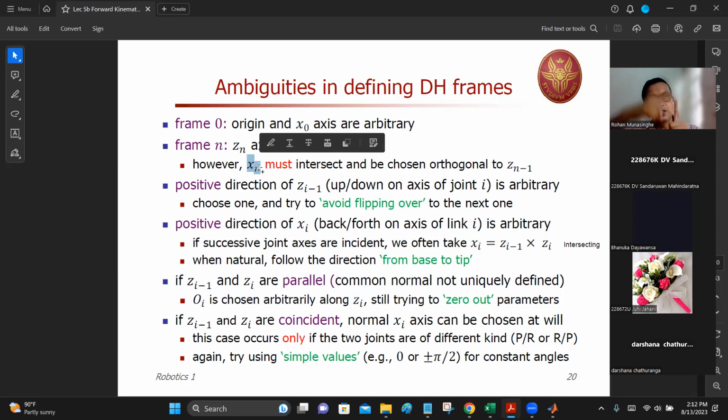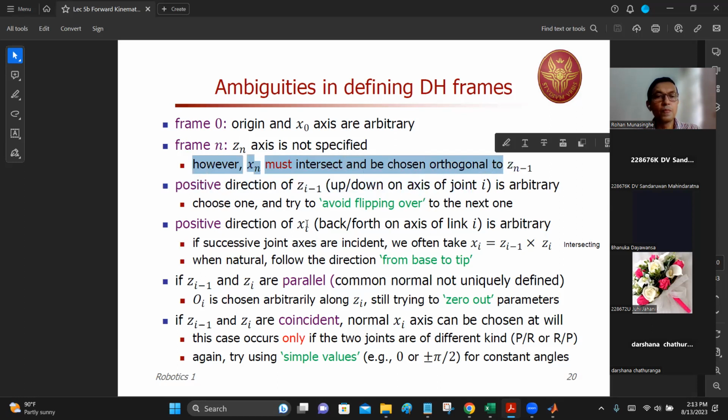Remember, from Z0, we moved along x1 so that it eventually went coincident with Z1, from Z0 to Z1 along the common perpendicular between these two axes. For Z0 and Z1, the common perpendicular is x1. Remember that? So therefore, x1 is normal to Z0. So that is this requirement.